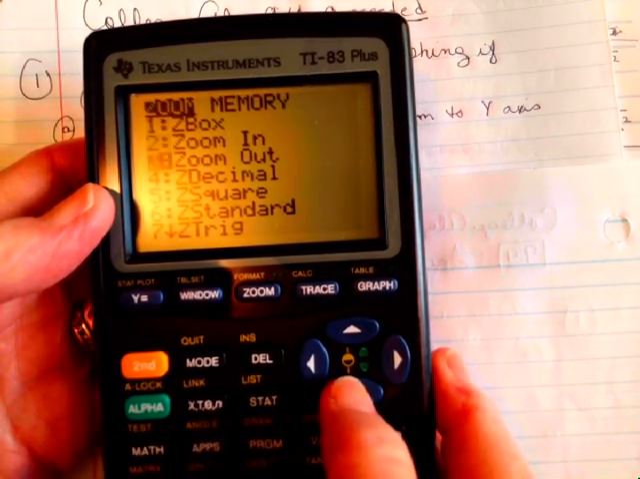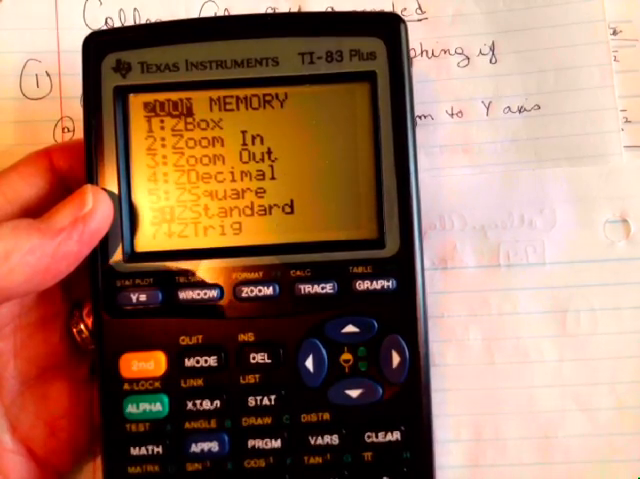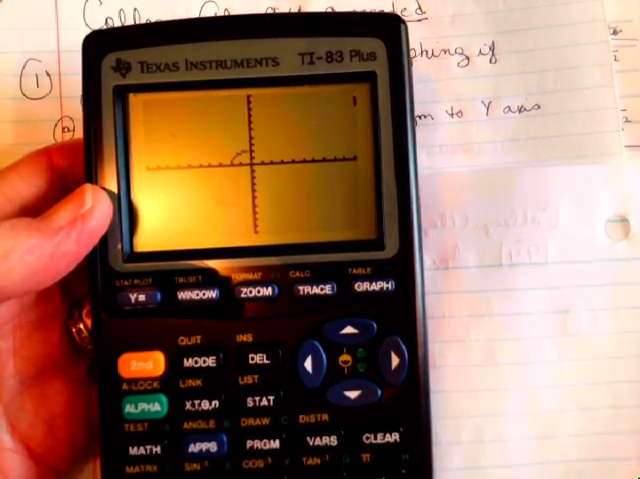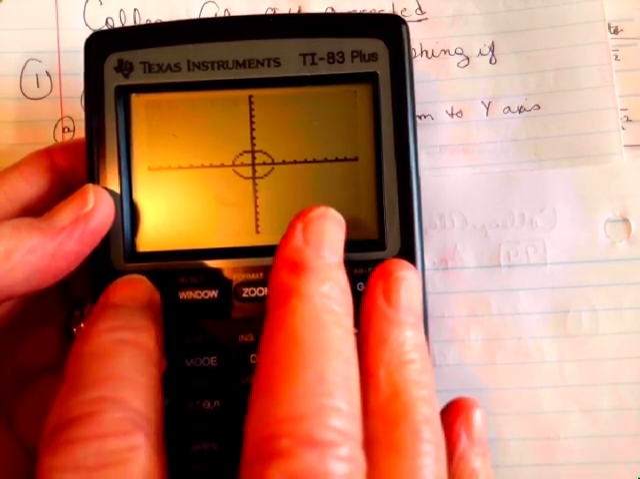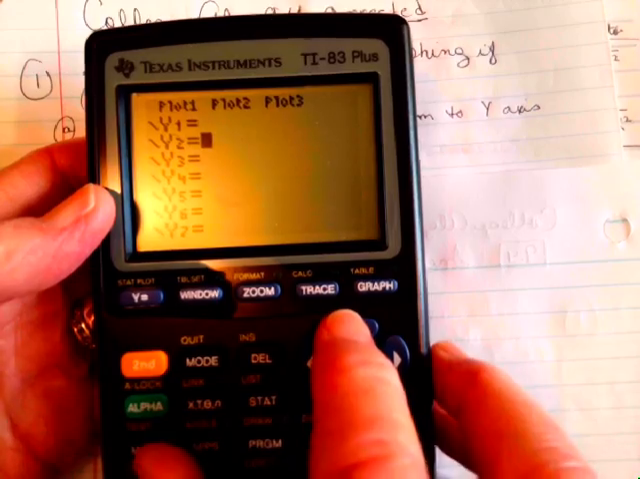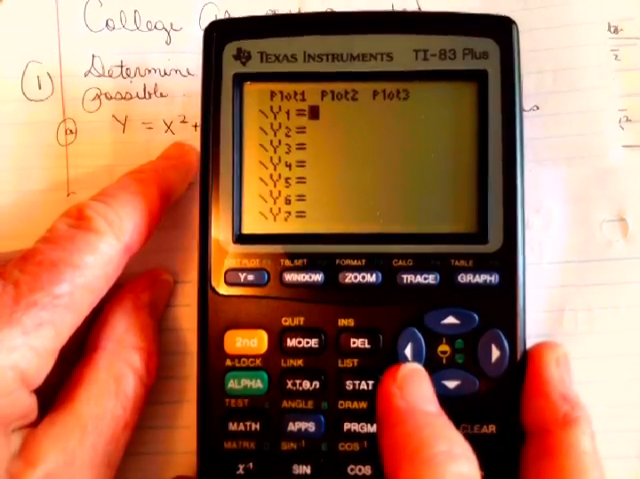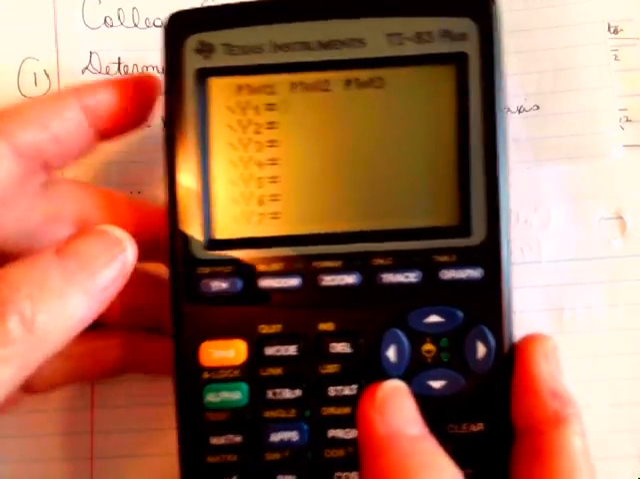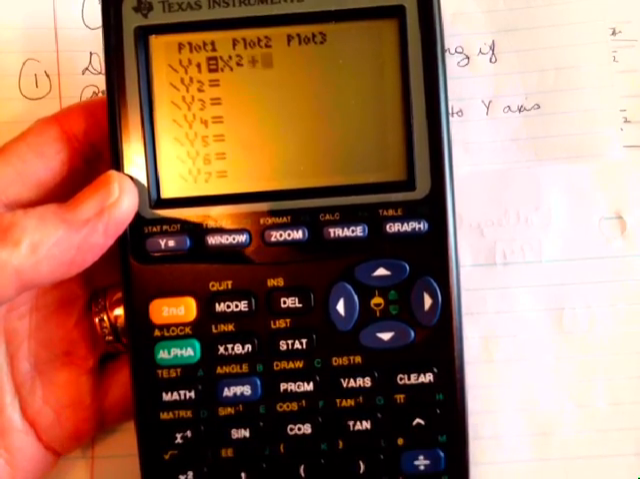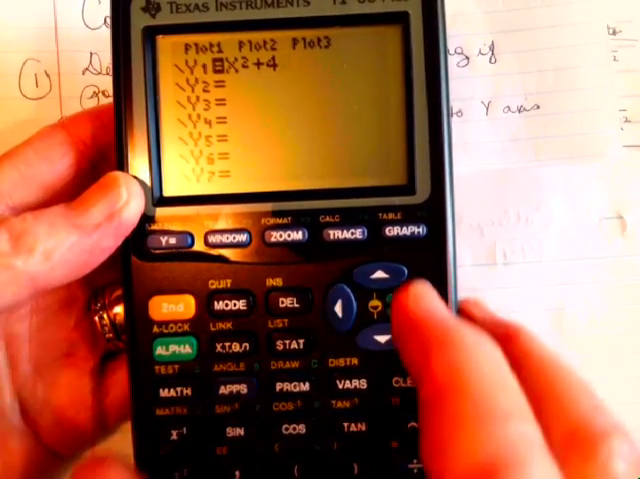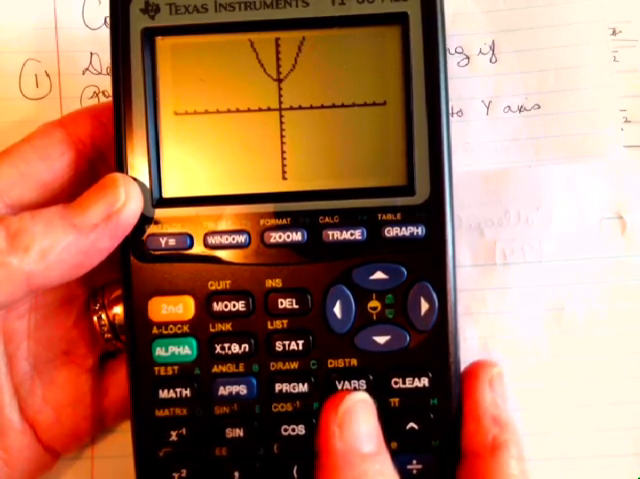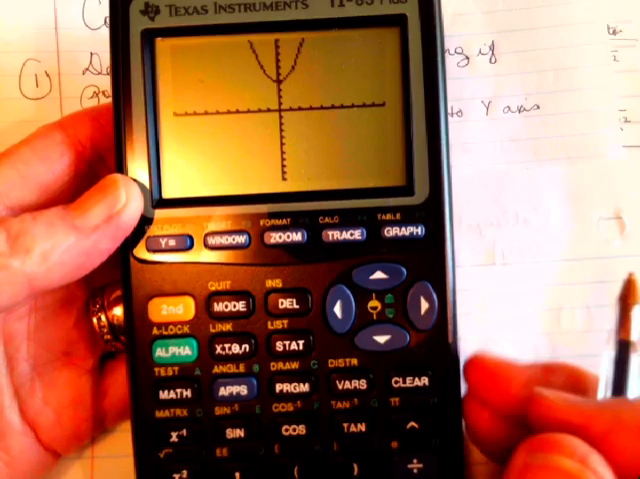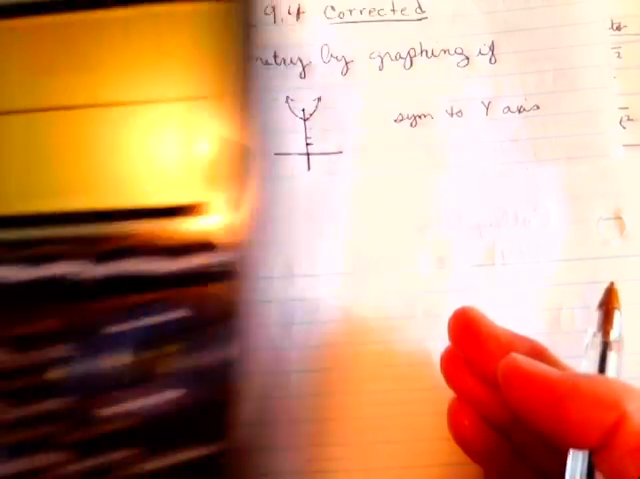But go to Zoom, go down to Standard so that your window looks just like mine. Go to y equals. If you have any equations in there, clear them out. Put this x squared plus 4 in there. Graph. You're looking at the graph, and it's easy to tell that that is symmetric to the y-axis.